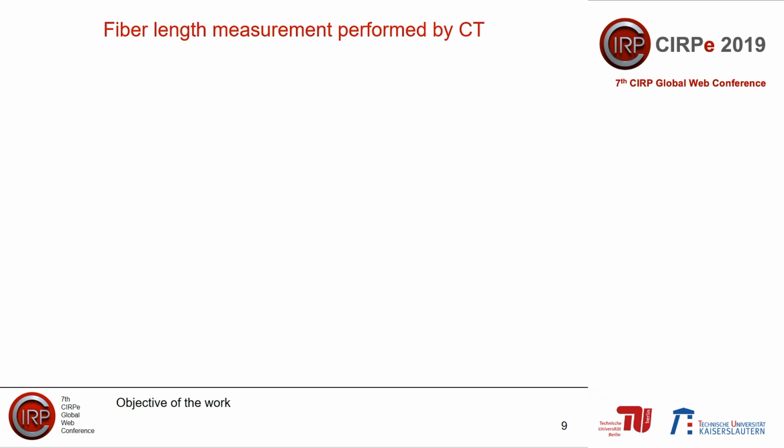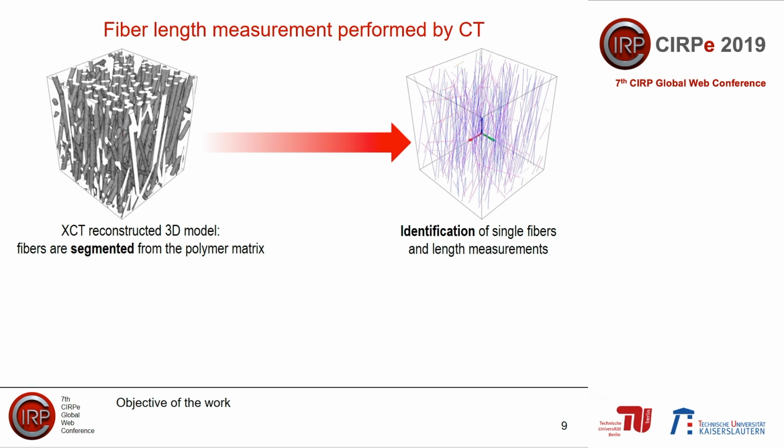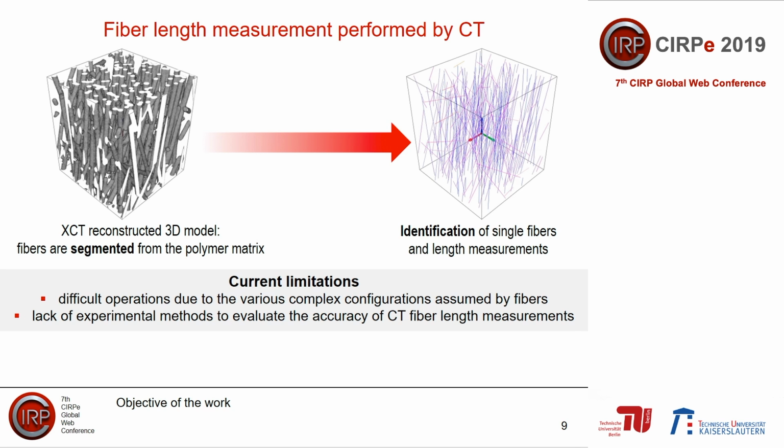In fact, it is based on the segmentation of fibers from the polymer matrix and on the subsequent identification of single fibers to measure their length. These operations are difficult because of the various complex configurations assumed by the fibers after the injection molding process. For example, they can intersect or can be agglomerated in clusters. Despite these difficulties, there are already available software capable of measuring the fiber length from CT data.